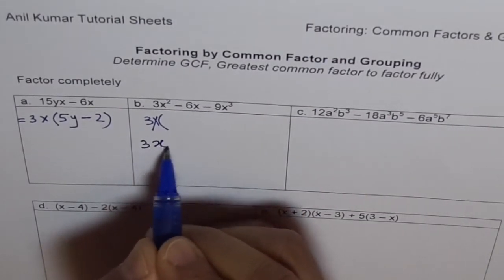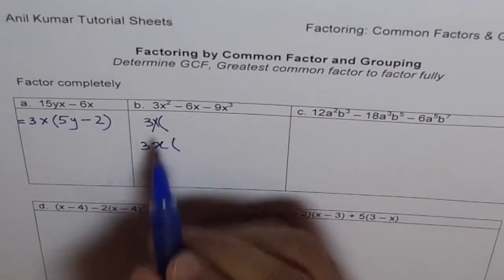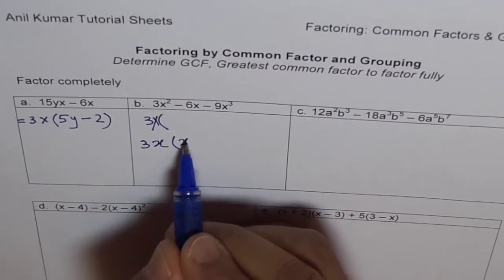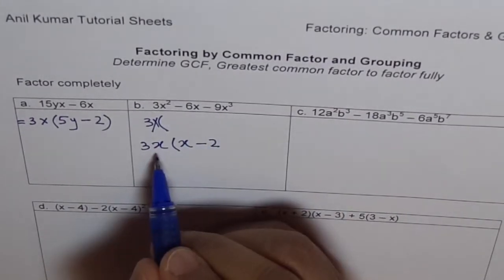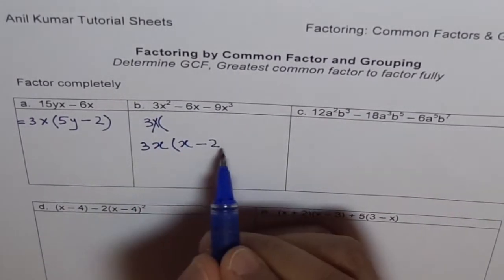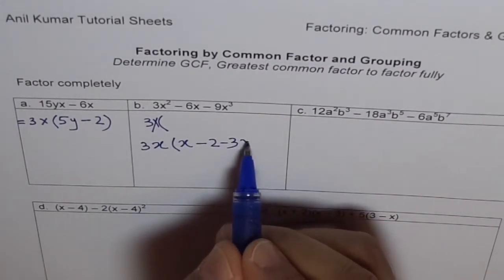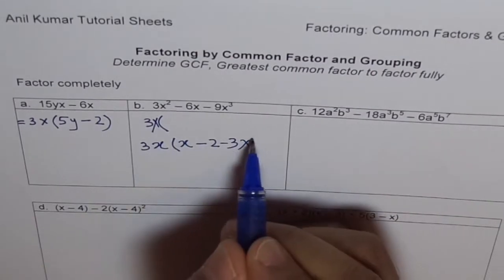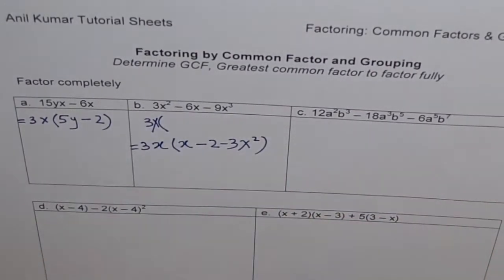3 and x, correct? And then you are left with, let's divide this. 3 is already out, you are left with only 1x. Minus 6 divided by 3 is 2. X we have factored out. 9 divided by 3 is 3. Minus sign. And x taken out, but x cubed divided by x is x squared. So that becomes our factor for this one.